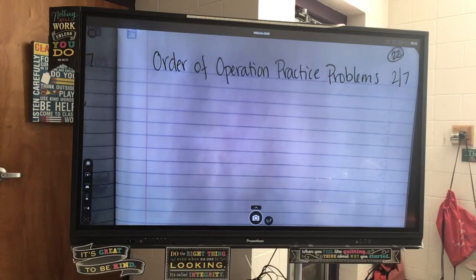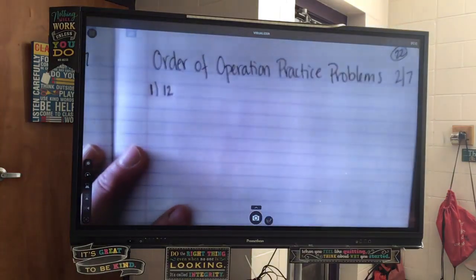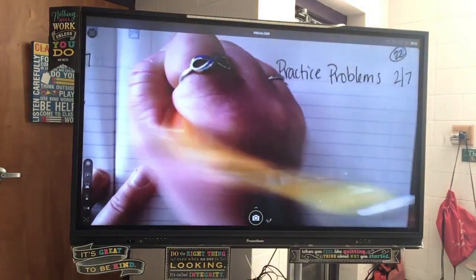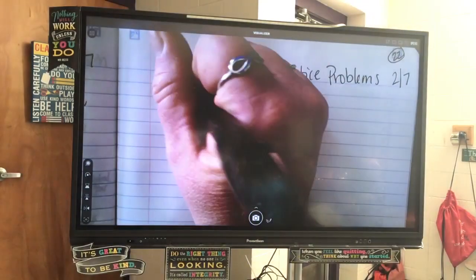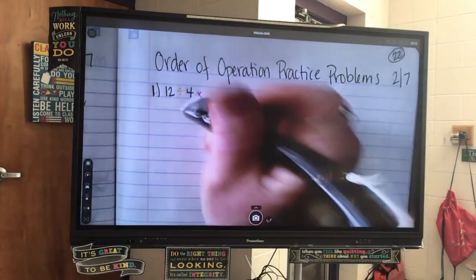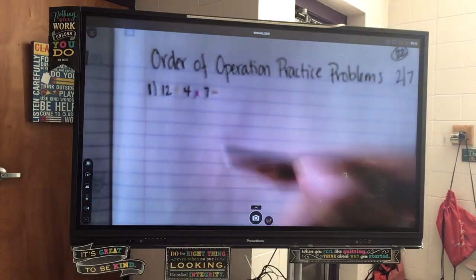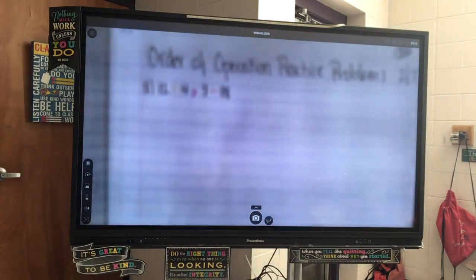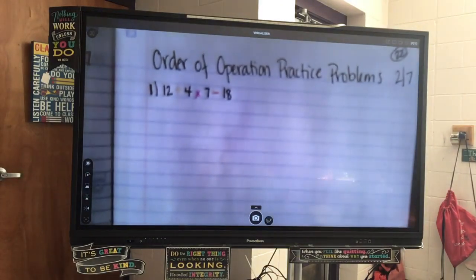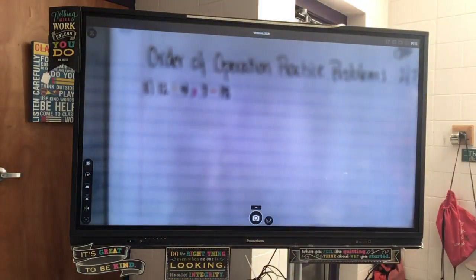Alright, starting out. Number 1. We have 12 divided by 4 times 7 minus 18. Please refocus. It's 12 divided by 4 times 7 minus 18.